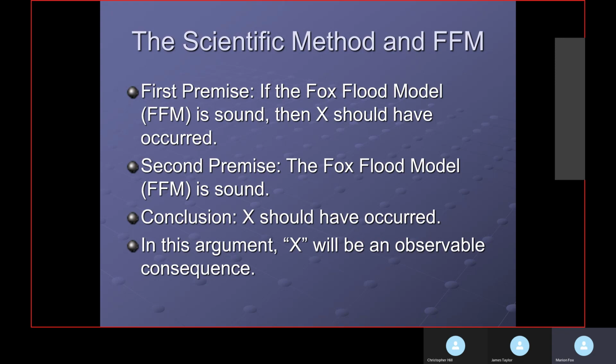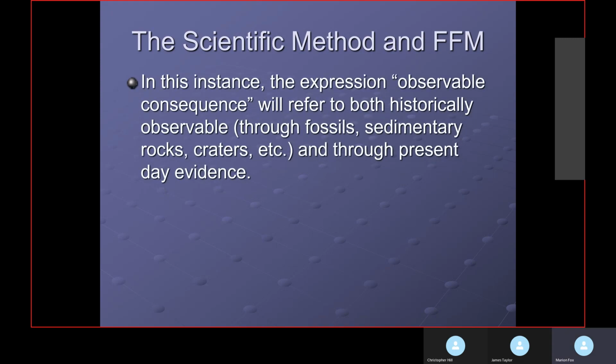X will be an observable consequence. That's the term that will be used, right? In this instance, the expression observable consequence refers to something we can observe historically, because we can't go back and look at it and observe it actually happening. So we have to look at evidence that it occurred.